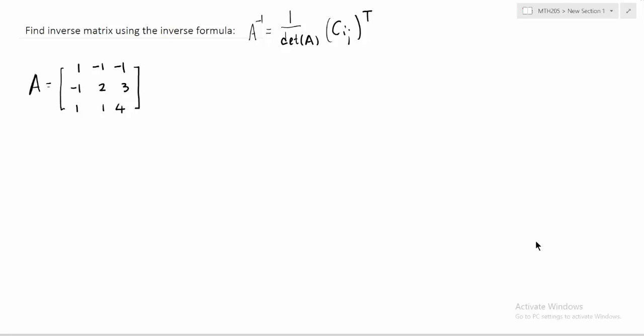Let's now try to use the inverse matrix formula to find the inverse of matrix A. We need to find its determinant, and then we need to calculate its 9 cofactors. So let's do the determinant first. So let's look at the determinant.